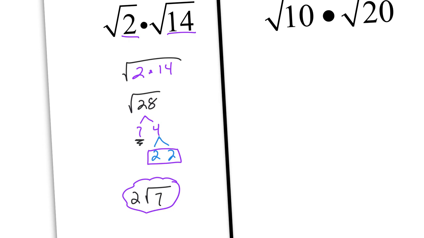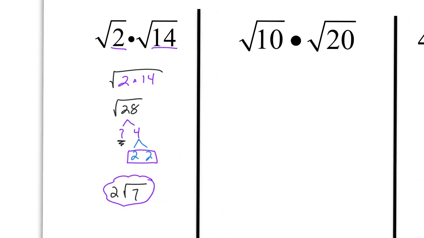So let's try another one. Next one, you have the square root of 10 times the square root of 20. Well, let's make one radical right there. I'm going to multiply 10 times 20, and that's going to be 200. I'm going to find two numbers that multiply. Yes, you can use 10 times 20, and I'm going to use those two again. Another option is 100 times 2. You can use those two, but you can use any numbers that multiply to those numbers.